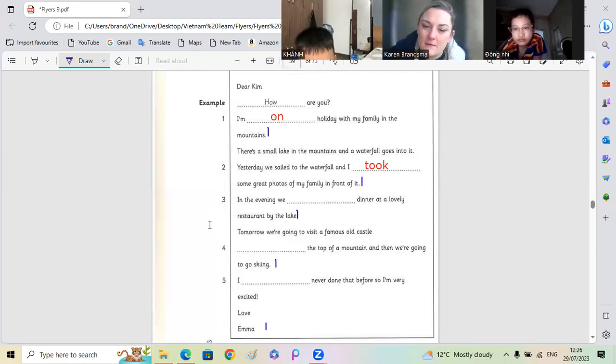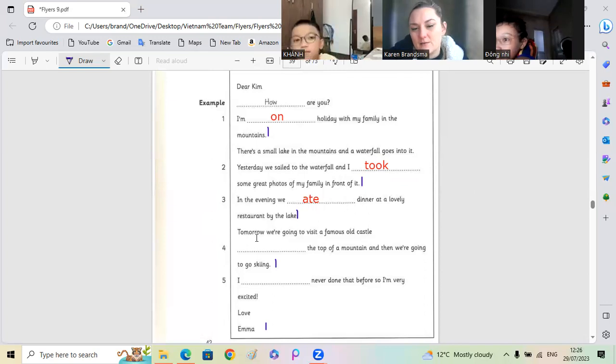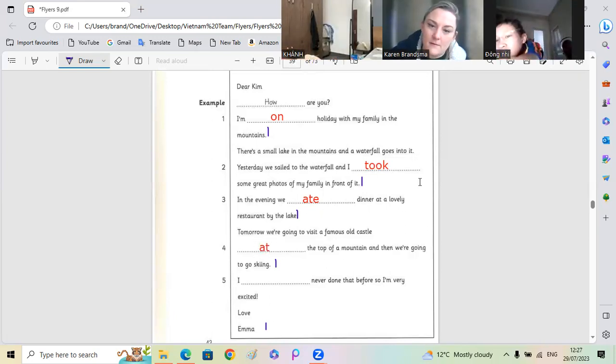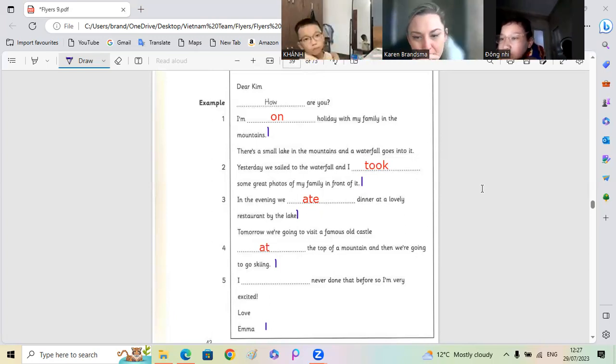In the evening, we ate dinner at a lovely restaurant by the lake. Tomorrow, we're going to visit a famous old castle at the top of a mountain. I have never been there before, so I'm very excited. Love, Emma. Okay, good. Okay, now we're going to go to our next reading.